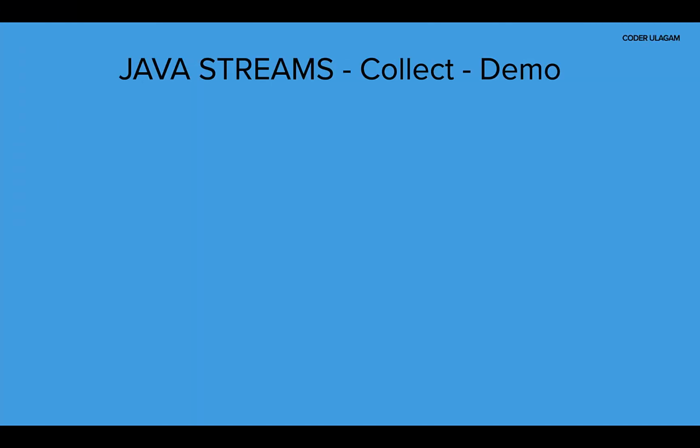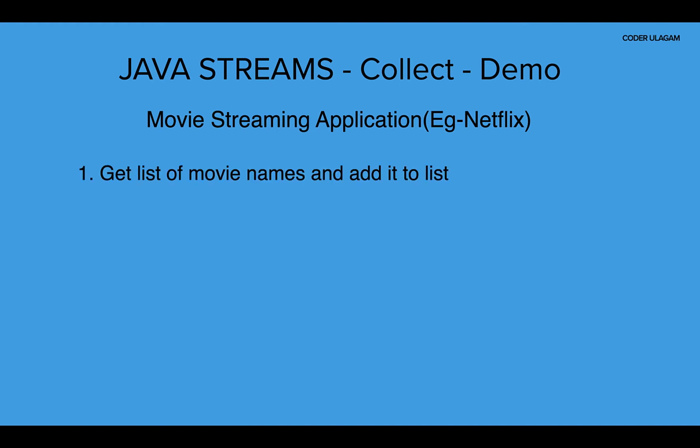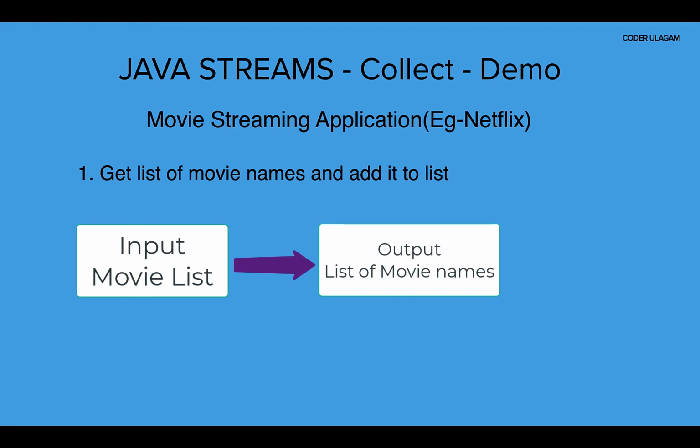Let's move on to a demo for this collect framework. For this demo, let's imagine we are working on a movie streaming type of application like Netflix. In this application, we are going to cover a set of requirements to implement. The first requirement is to get a list of movie names and add it to a list. Given a list of movie objects, let's say you call a database to get a list of movie objects, and then we want to display only the movie names on the page.